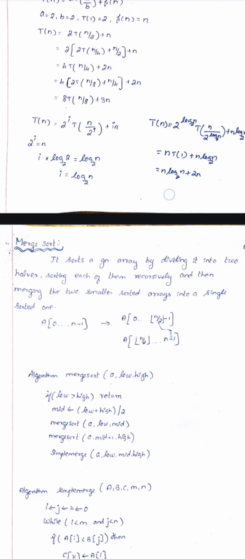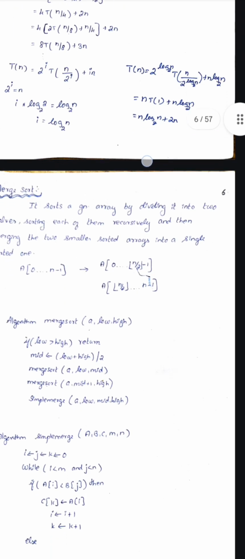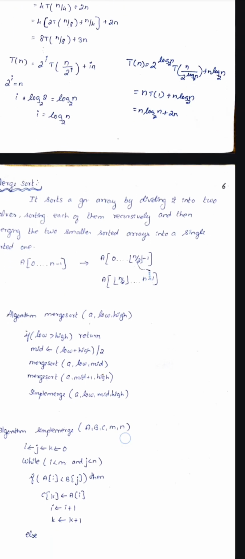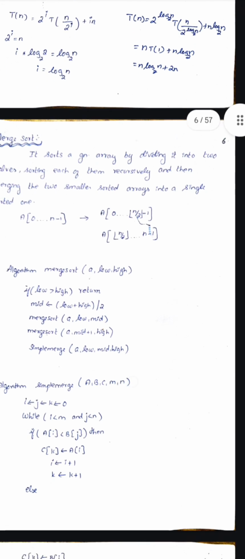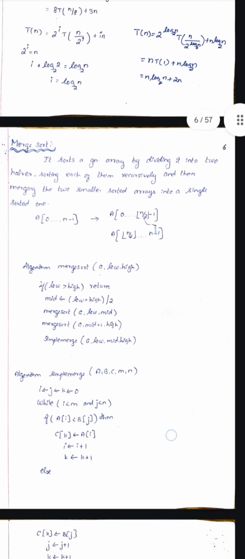T of n is 2 power i t of n by 2 power i plus i n. That is nothing but 2 power log n to base 2, that is n t of 1 plus n log n to the base 2, plus 2n.